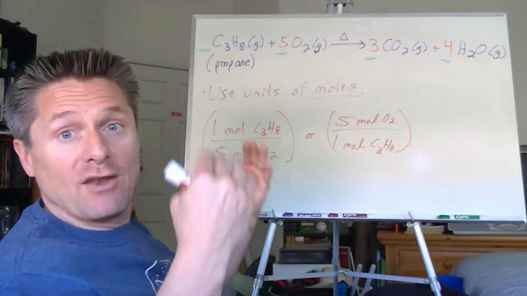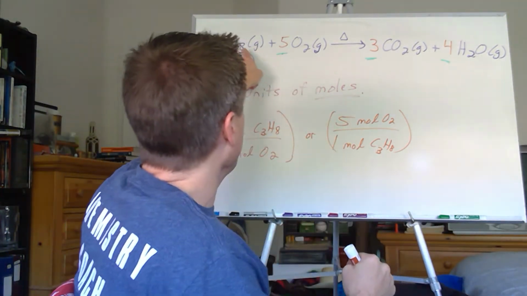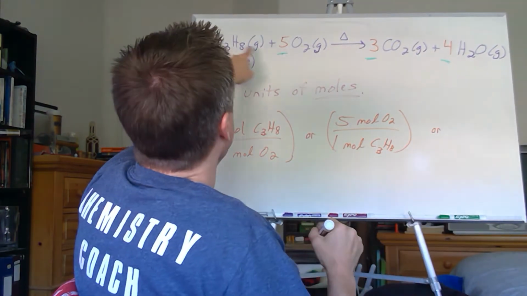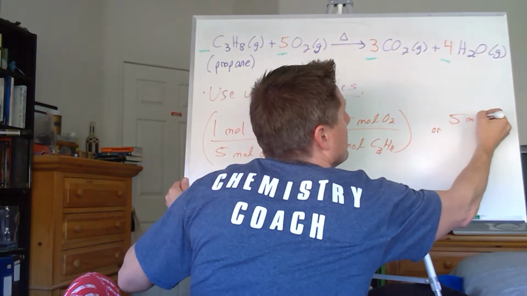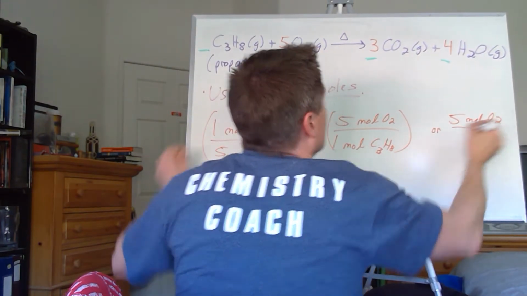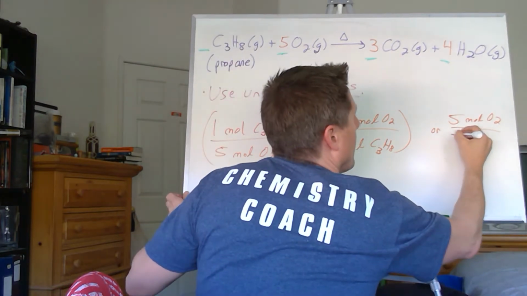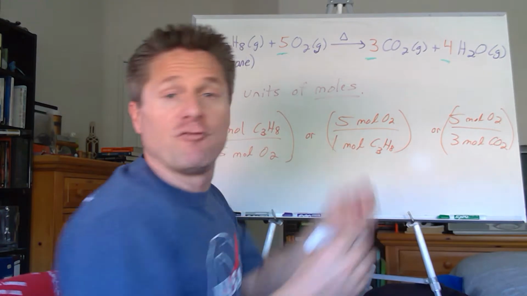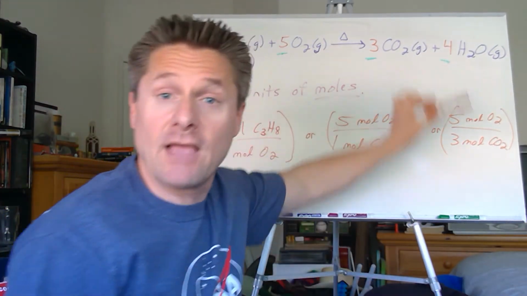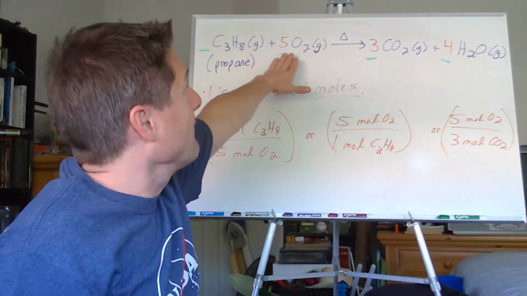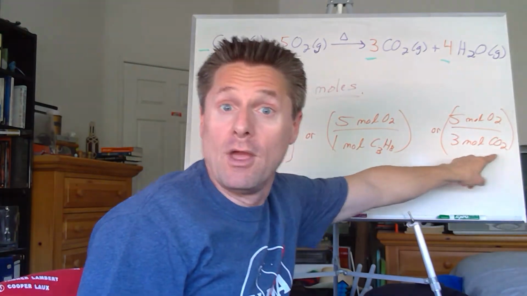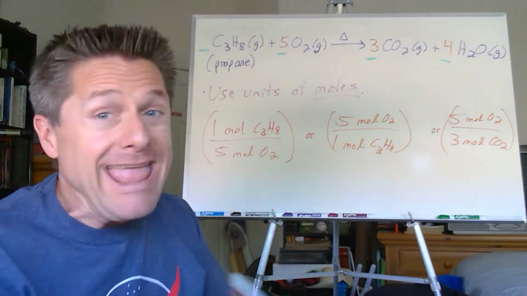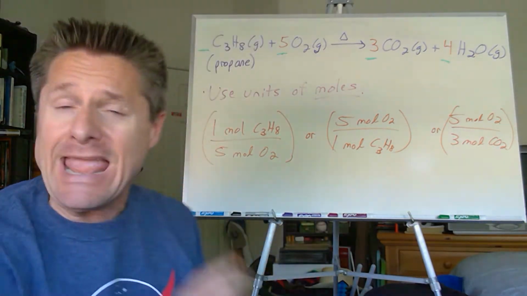So I could flip it up or down depending which species you're starting with, but I could go reactant to product. I could say 5 moles of oxygen produces 3 moles of carbon dioxide. Or I could flip that upside down and go 3 moles of carbon dioxide over 5 moles of oxygen. I could say 5 moles of oxygen produces 4 moles of water. Or flip it upside down. Or I could say 3 moles of CO2 is equivalent to 4 moles of water. Any combination of any 2 species in any direction you want.